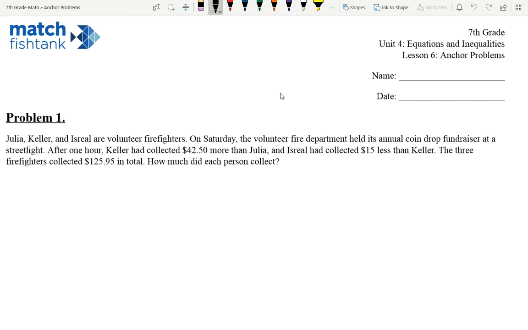Hi, Mr. Richards here. Today, 7th grade, Unit 4, Lesson 6, Anchor Problems, our second day of looking at word problems with equations. Julia, Keller, and Israel are volunteer firefighters.